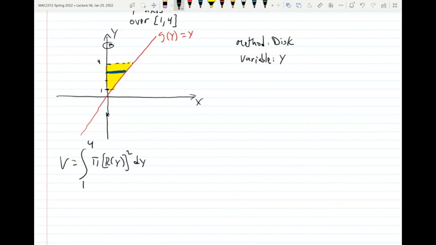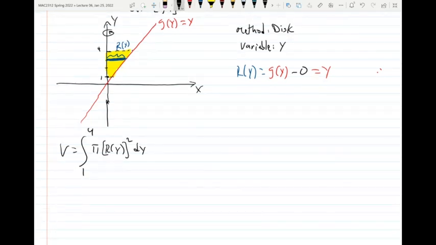Then we need to come back to the picture and figure out, okay, what is r of y? Well, in the picture, by r we mean this right here. And just like before, r is calculated by doing right minus left, right? So r of y is the right curve minus the left curve. The left curve is 0, but g of y happens to be y. So like your classmate is pointing out, r is just y, okay? Plug in. And then we integrate.